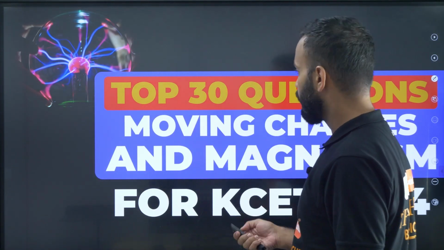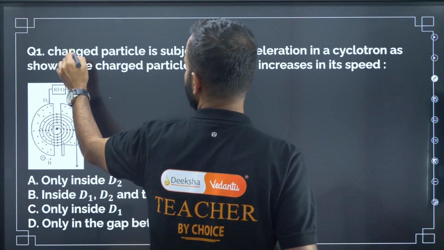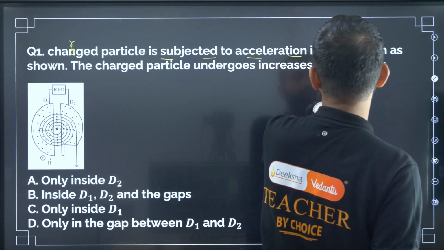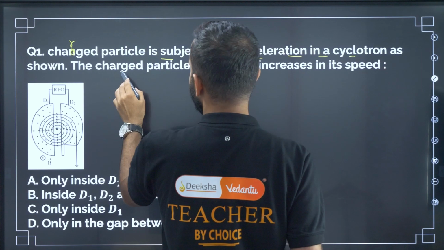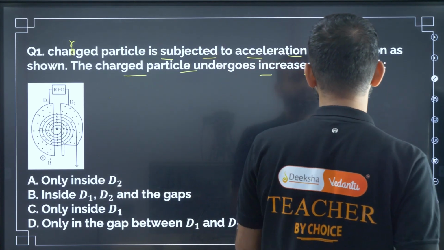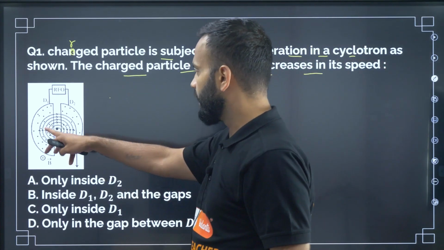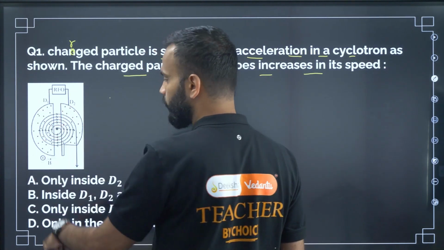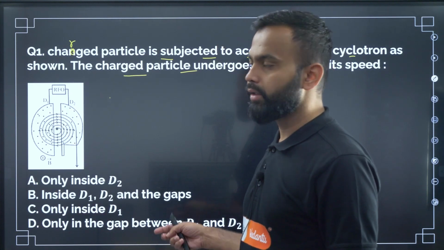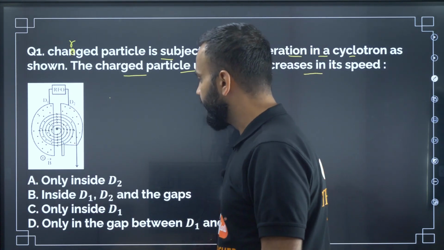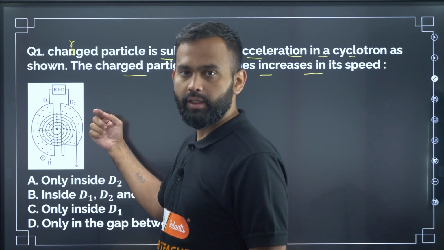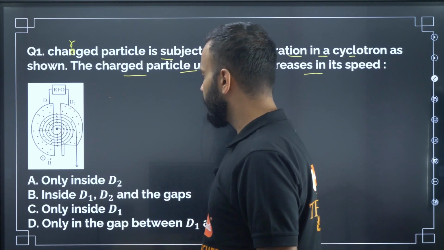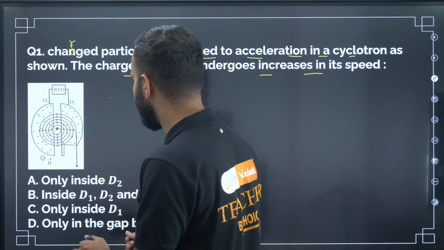Question number 1. A charged particle is subjected to acceleration in a cyclotron as shown. The charged particle undergoes an increase in its speed. This is the cyclotron, right? Here these two are Ds, connected to an AC source or oscillator. And the magnetic field is outward from the plane. Now the charge is kept at this point.